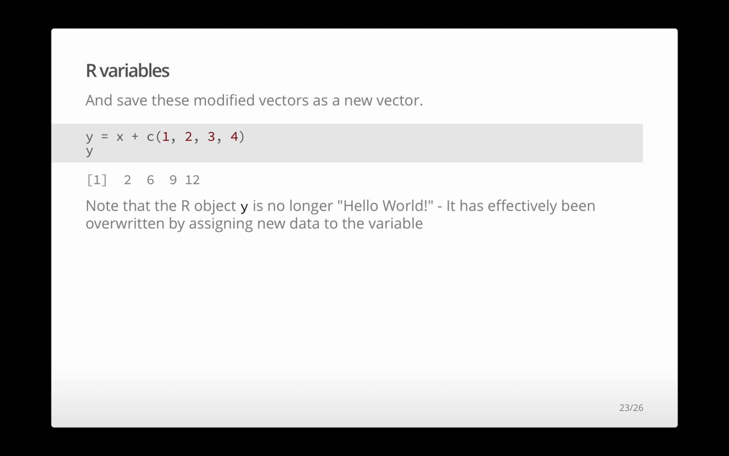So, again, like you were asking before, now we're going to assign y to be something different. Before it was hello world. Now y is 2, 6, 9, and 12. It's no longer hello world. It's effectively overwritten by assigning data to a new variable. Okay? Don't say replace, none of that kind of stuff.